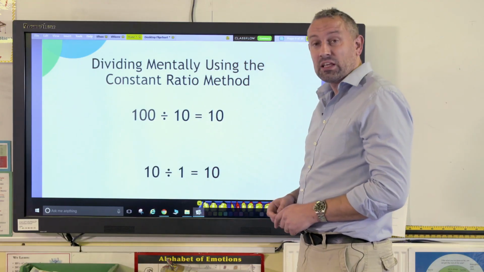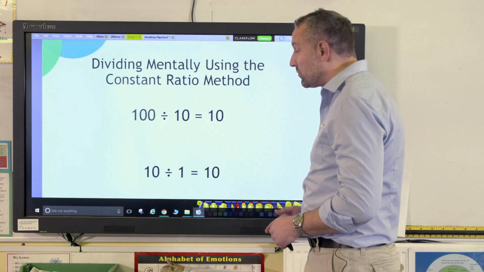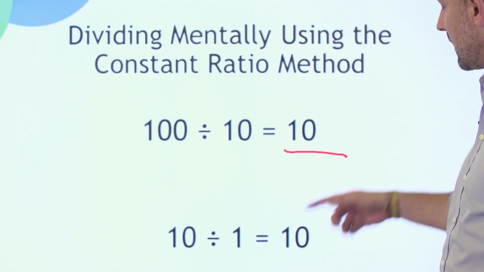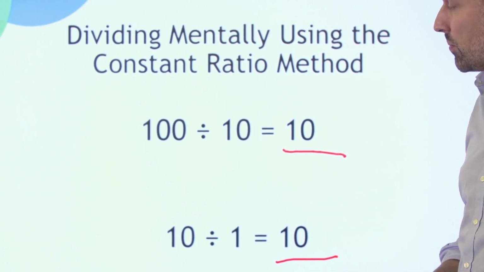Okay, we have two questions. 100 divided by 10 equals 10, and 10 divided by 1 equals 10. Now it's useful to ask the children what they notice, what is different, what is the same. Hopefully they'll tell you that the answers are both the same, and then it'll take a little bit of probing to go a bit deeper.